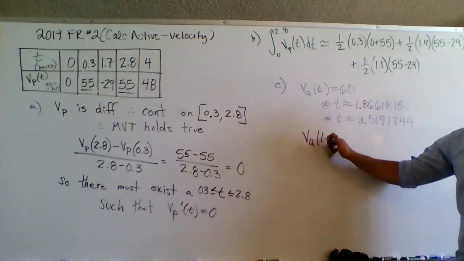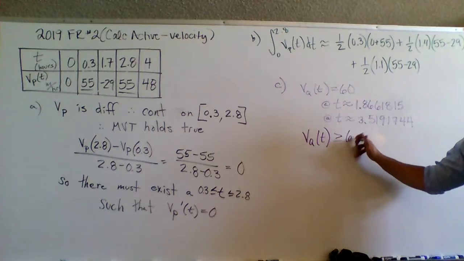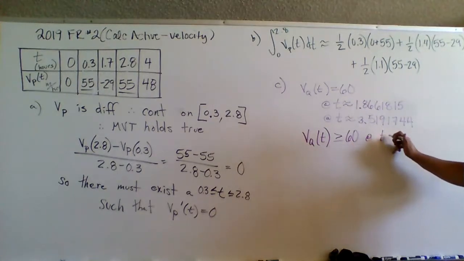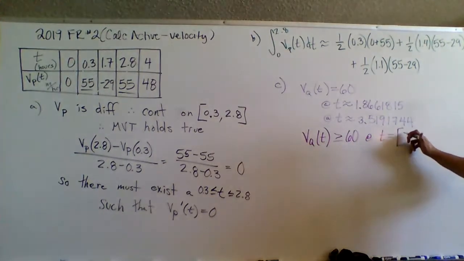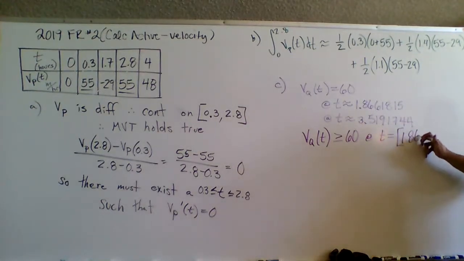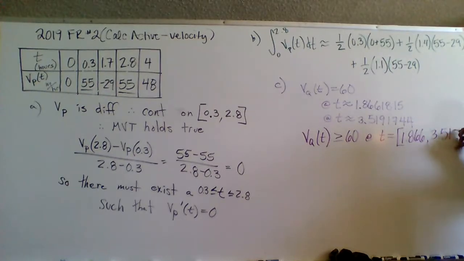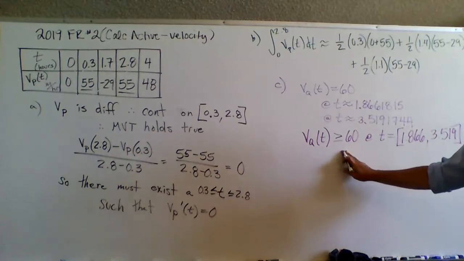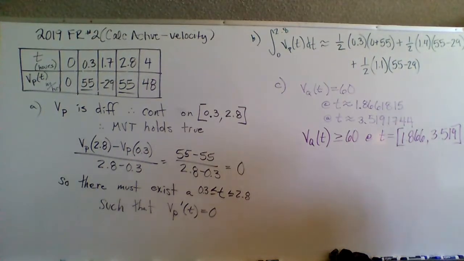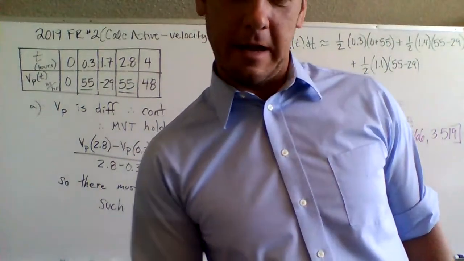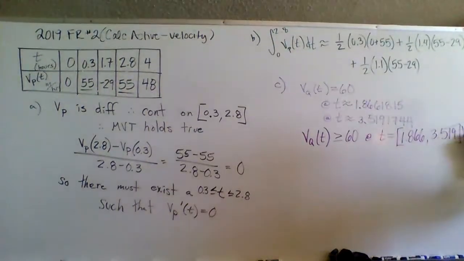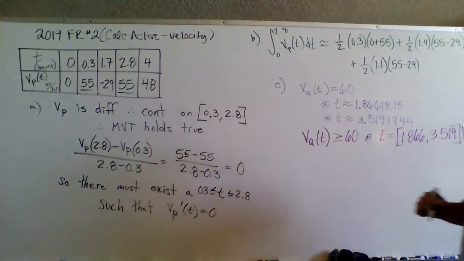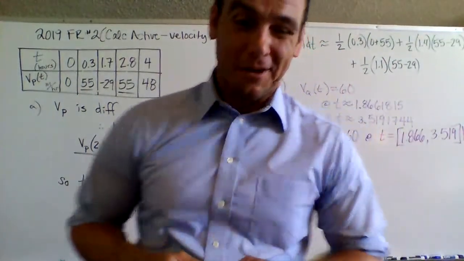VQ of t is going to be greater than or equal to 60 at t equals, we're going to go from 1.866 to 3.519. We're going to include both of those because it says at least, so we want to include when it is 60. Then the units on that is going to be, I forgot, looks like hours. Okay, but we're not done with part C yet.